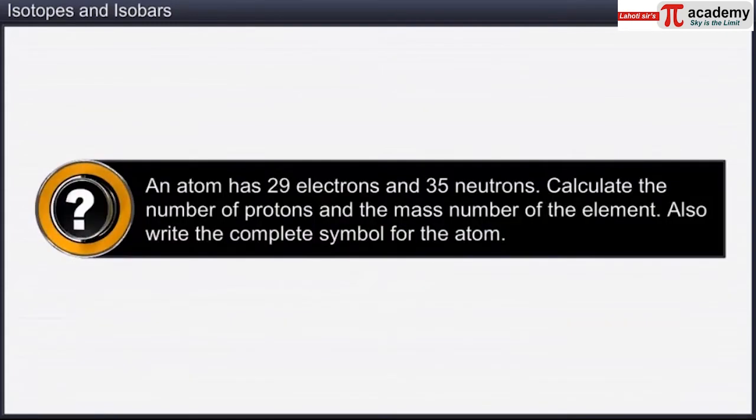An atom has 29 electrons and 35 neutrons. Calculate the number of protons and the mass number of the element. Also write the complete symbol for the atom.